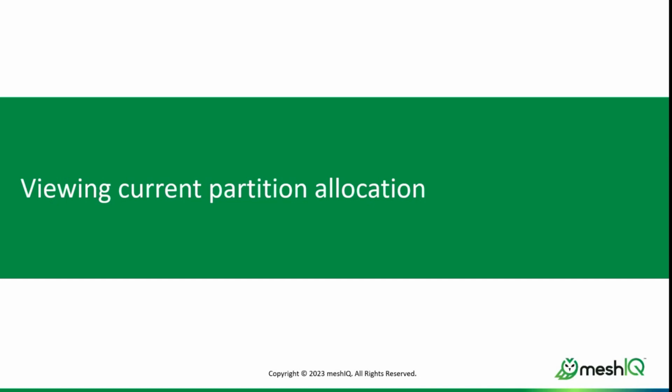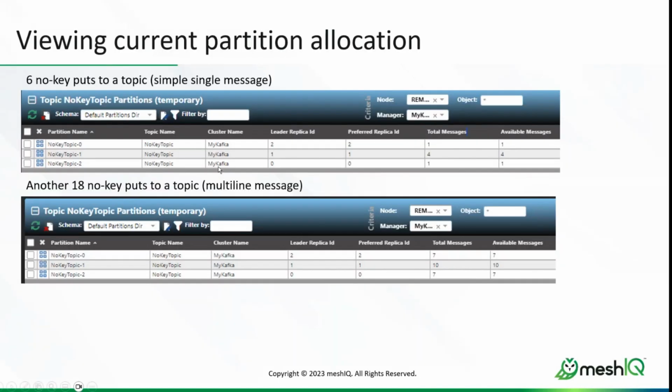Now again, this is a simple environment, but I just want to show some examples to back up what we just learned, right? So in this first example, I did 6 no key puts to a topic, right? And it was a simple message. In fact, it was just a hello world kind of message, wasn't very big.